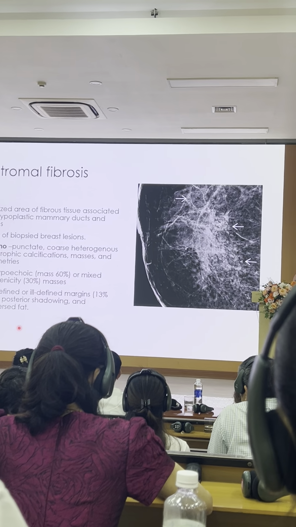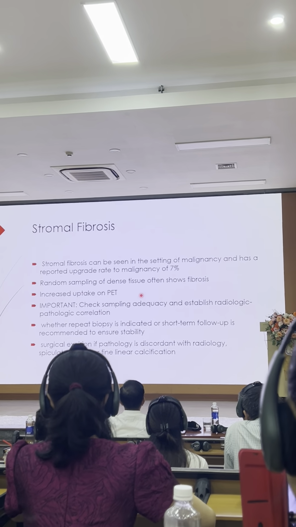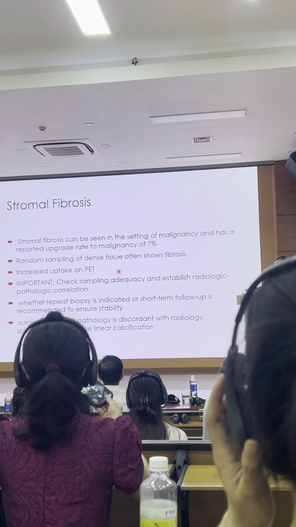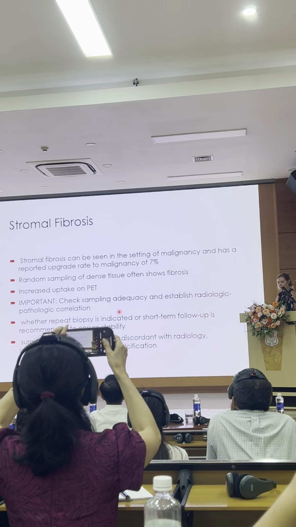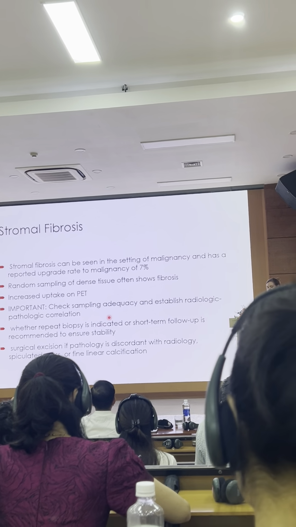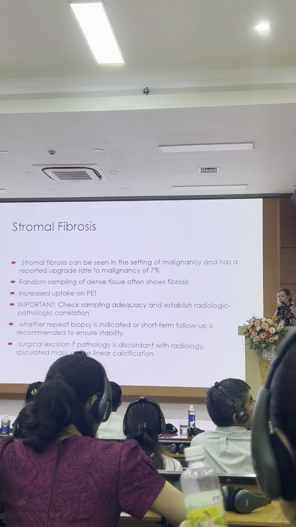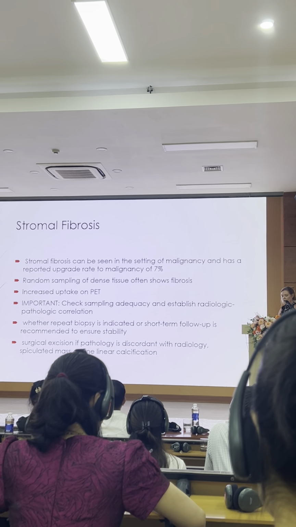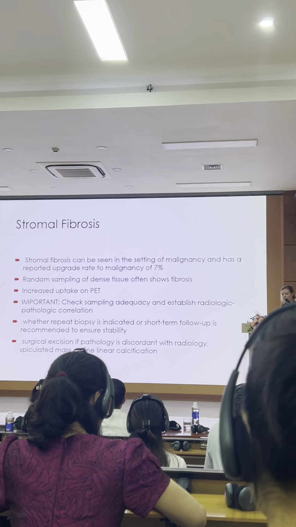So as mentioned, stromal fibrosis can be seen in the setting of malignancy. It actually has a reported upgrade rate to malignancy of 7%. If you randomly sample dense breast tissue, it will often show stromal fibrosis. It does have an increased uptake on PET scans. This is one of the cases where it's very important to check that you have adequately sampled the lesion, as stromal fibrosis may be lying adjacent to malignancy. If you're thinking that there is ongoing concern, you really need to consider repeat biopsy or short-term follow-up to ensure stability.